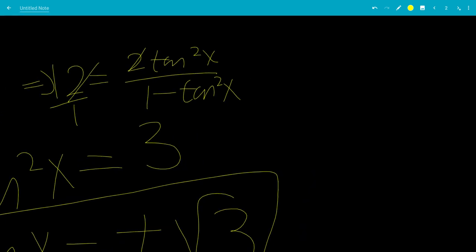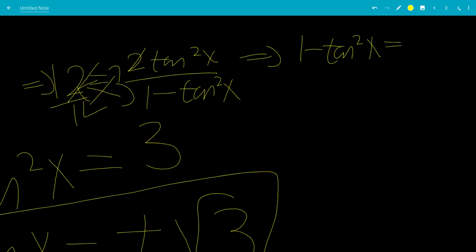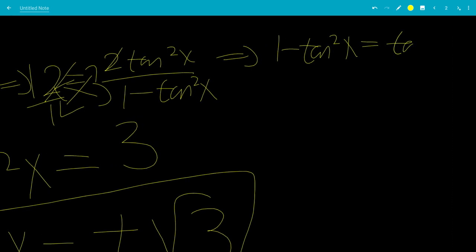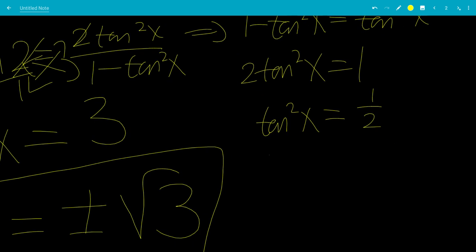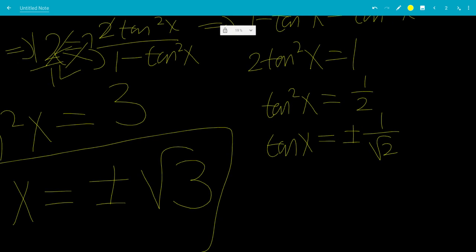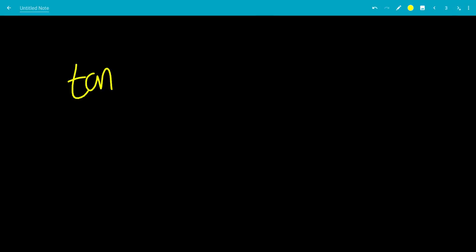1 over 1. Let's do cross multiplication, leaving us with 1 minus tangent squared x equals tangent squared x only. So now we're going to have 2 tangent squared x equals 1. Tangent squared x equals a half. That means that tangent x is plus or minus 1 over square root of 2. Okay, so we have 5 solutions actually.